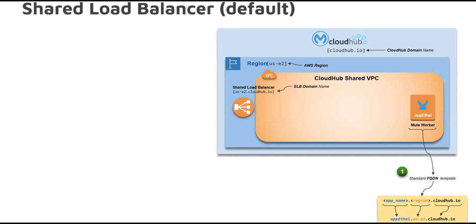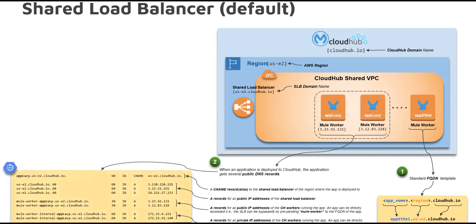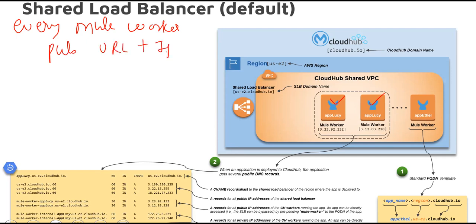Okay. Now let me talk about the second point. Let's say I deploy one application on two workers. Now every Mule worker, let me add that, every Mule worker, whether it belongs to the load balancer or an app, will get a public URL plus IP. Along with that, the worker will get a private URL plus private IP.